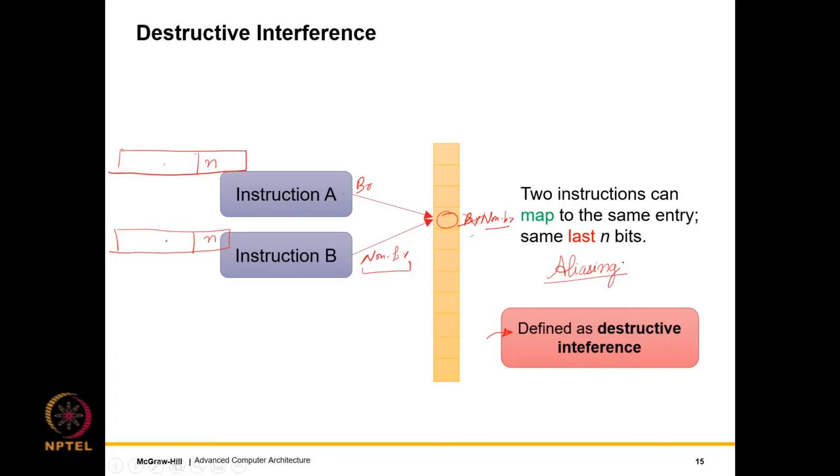Right? So with destructive interference, what happens? This is a problem primarily because we have a small finite size table. We are not using all 32 bits. Instead, we are only using 10 bits, right? This is exactly why we have destructive interference. Now let us answer the question, why are we using the least significant bits and not the most significant bits?